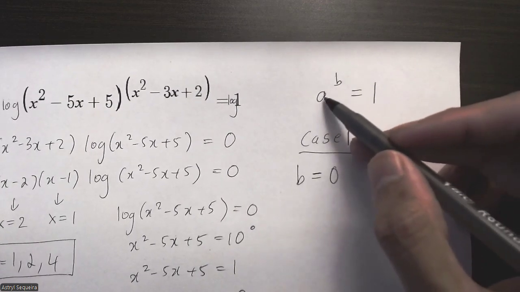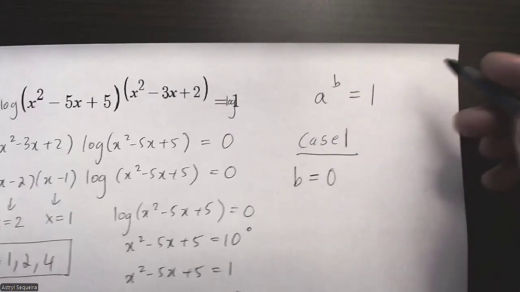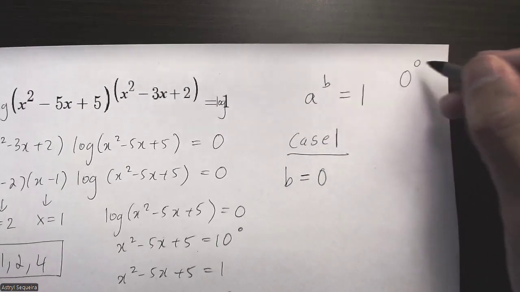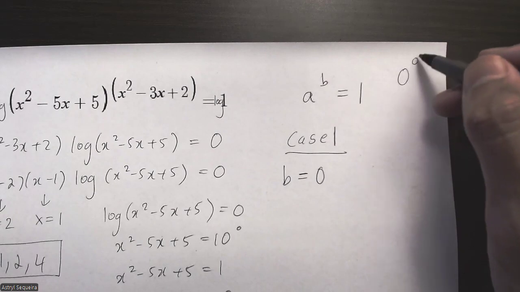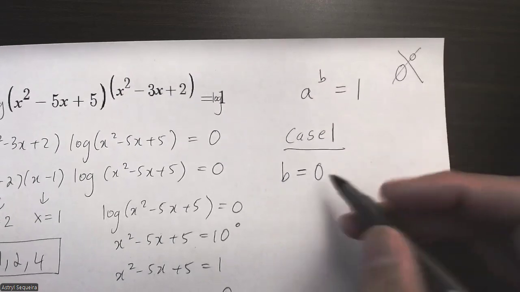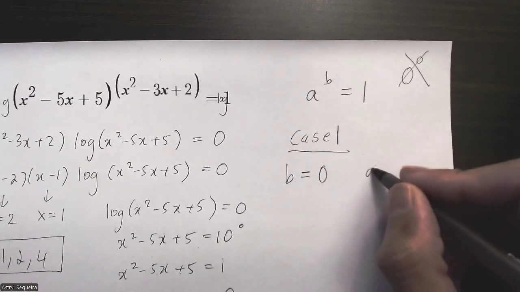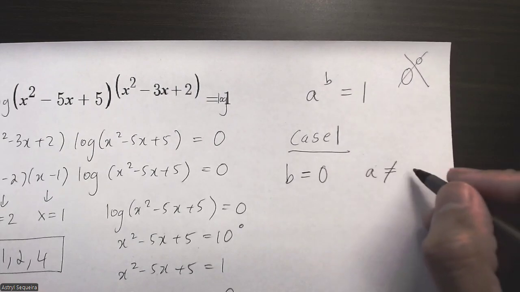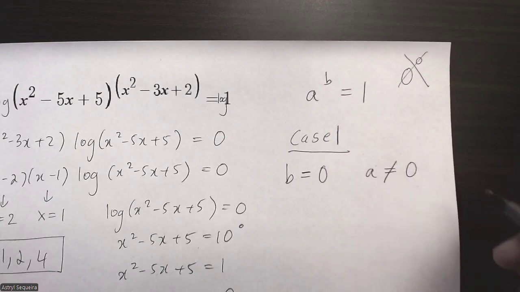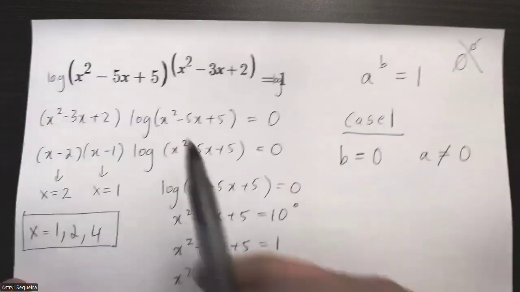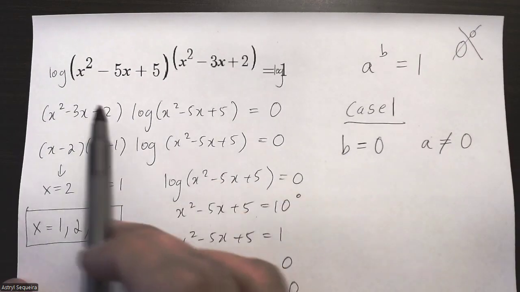where basically the exponent equals 0 because anything to the power of 0 is always 1. But there's an exception to that rule. A cannot be 0 because remember, 0 to the power of 0 is an indeterminate case which has no solution. Basically, b has to equal 0, but a cannot equal 0. That's my first case right there, which is basically the same as that.